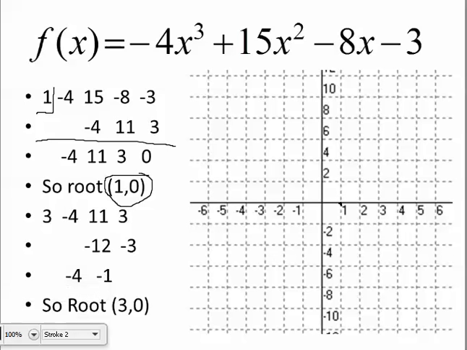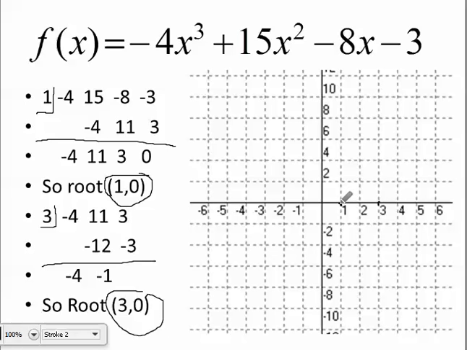I take what was left over. No reason to go back to the original equation. Take what was left over. I'm just going to go ahead and tell you that I know there's another one at 3. -4 brought down. -4 times 3 gives me a -12. That gives me a -1 here. -1 times 3 gives me -3. That gives me a 0. So there's another root at 3, 0. Okay? So that means there's going to be a root here and a root here.